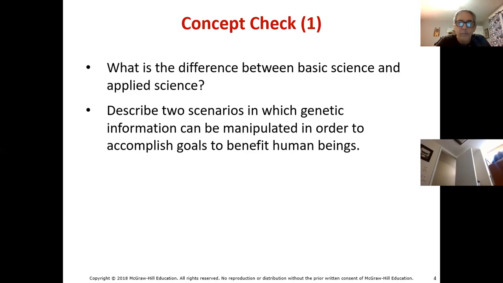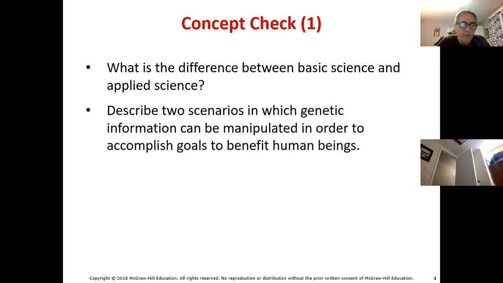So what is the difference between basic science and applied science? Basic science, as a simplified definition, is just knowledge for knowledge's sake. But applied science is something that we can apply that's a benefit.